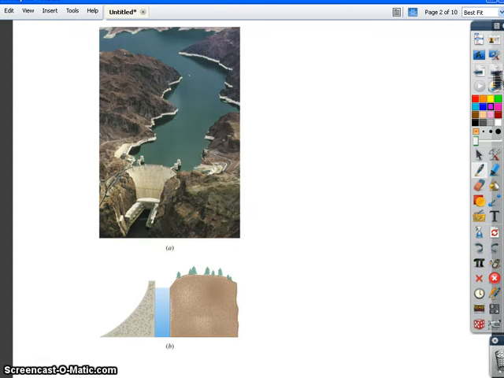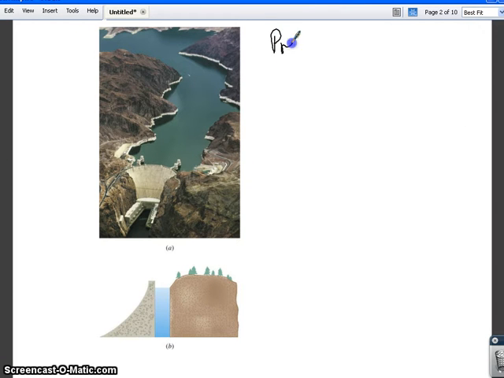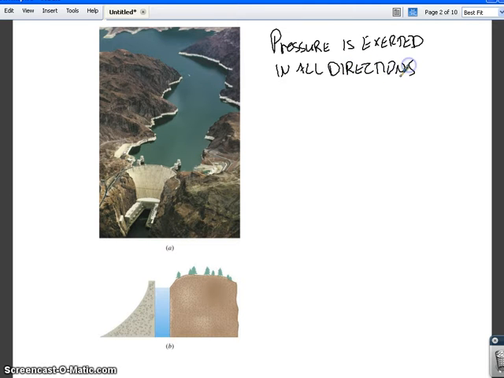So let's look at some pictures here. I'm going to make some general rules about this. So the first general rule is that pressure is exerted in all directions. And the second general rule is that pressure depends on height.